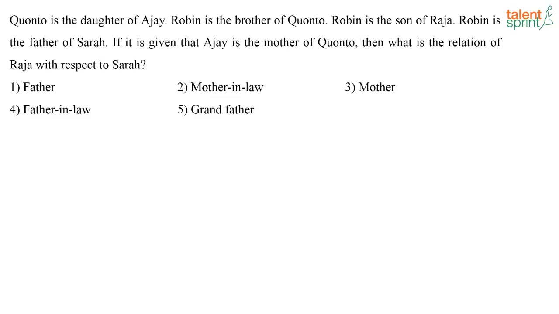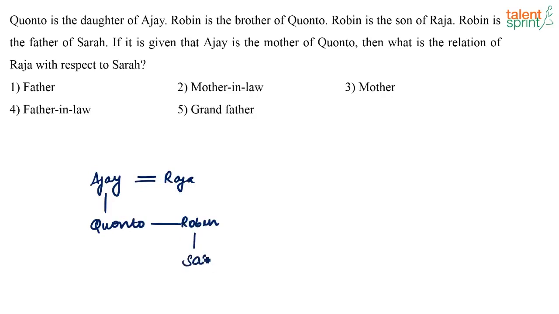So how do you solve this? What is given here? Quanto is the daughter of Ajay. So you have Ajay whose daughter is Quanto, and then Robin is the brother of Quanto. So Robin and Quanto are in the same generation. Now next, what else is given? Robin is the son of Raja. So Robin is the son of Raja means these two are a married couple. Then Robin is the father of Sarah. It is given that Ajay is the mother of Quanto. Then what is the relationship between Raja and Sarah?